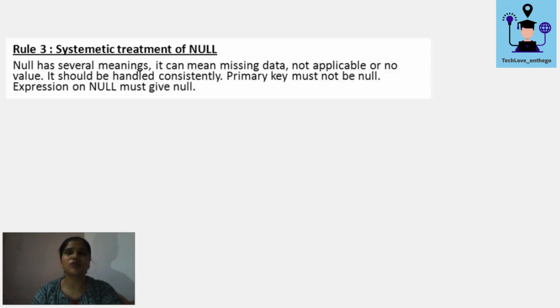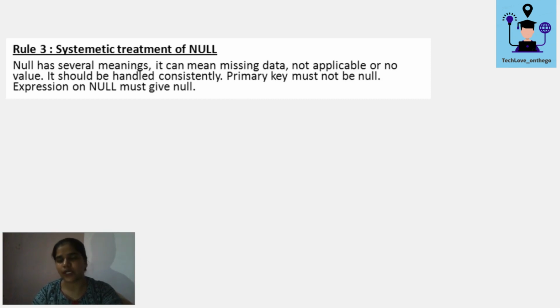So the next rule is rule number 3, which is the systematic treatment of null. A null has several meanings. It can mean missing data, not applicable, or no value. So whenever you are not aware of what value to put, you put null there. It should be handled consistently.